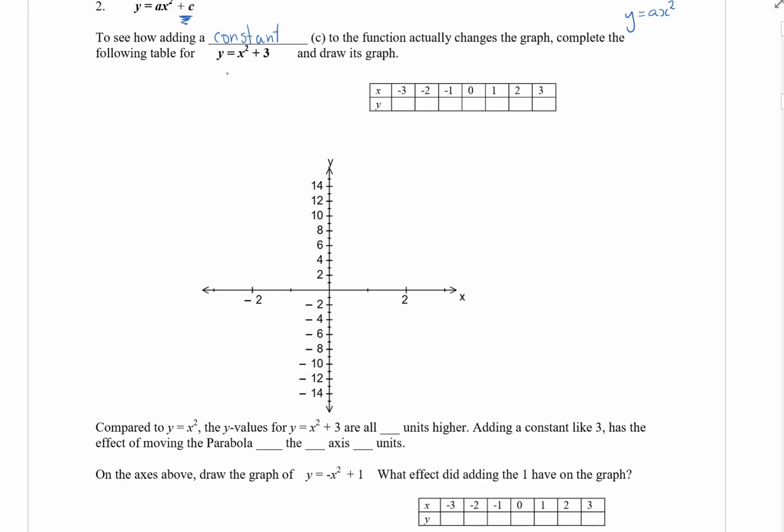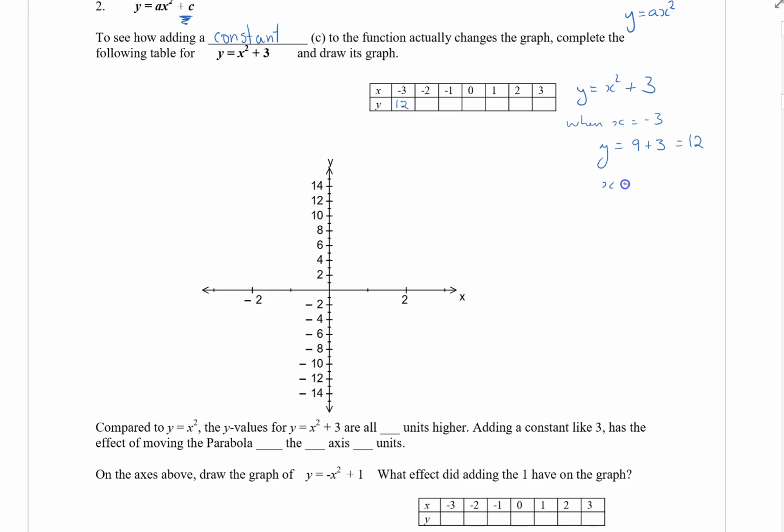So we need to fill out our table of values, and we're using the equation y is equal to x squared plus 3. Now, hopefully you can see that that's just our x squared. And when x was -3, for our x squared bit, we had a 9. Now we've got to add on 3, and 9 and 3 is 12. So it's up at 12.